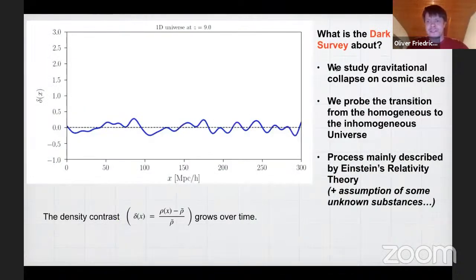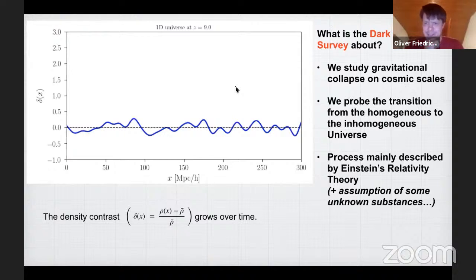And so what is the dark energy survey about? What are the kind of scientific questions that we are trying to answer? You could roughly say what we are studying is the gravitational collapse on cosmic scales. In other words, this really means that we are probing the transition from this homogeneous universe in its early phases to this highly evolved and structure-rich universe that we see today.